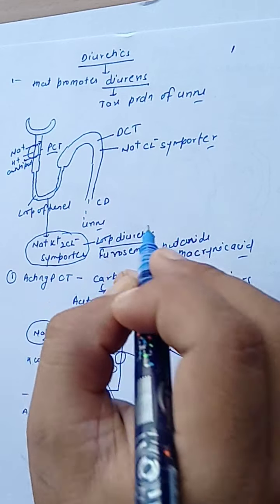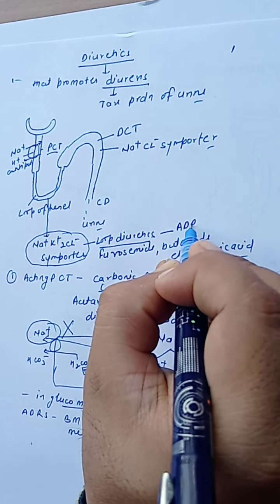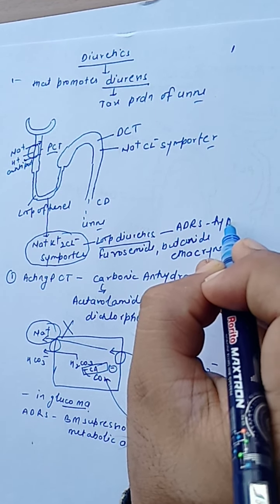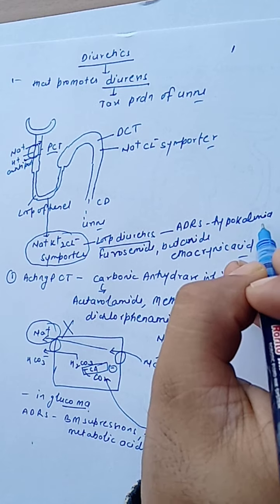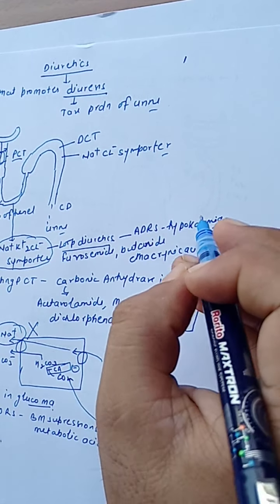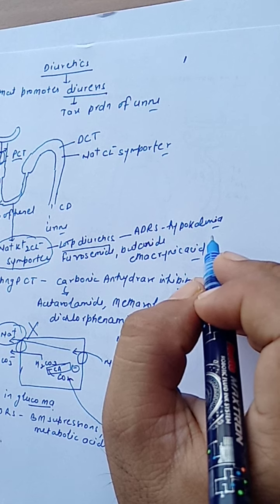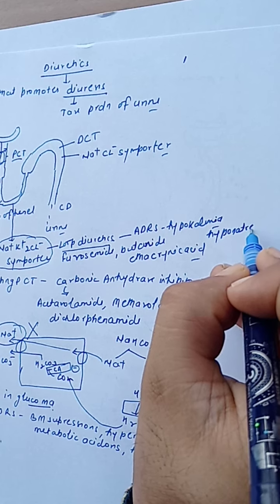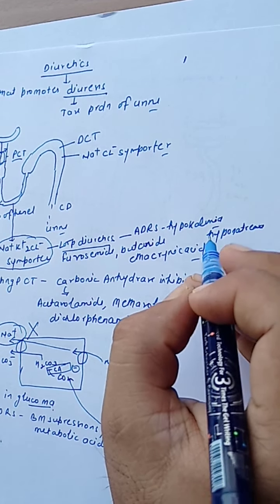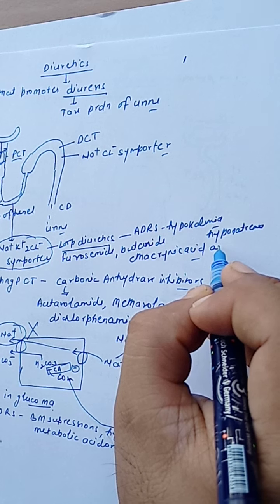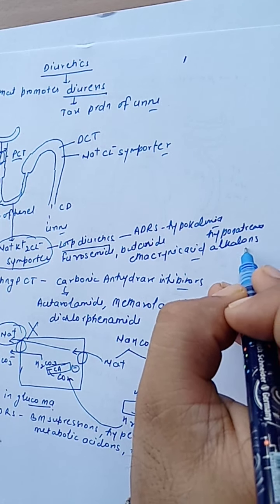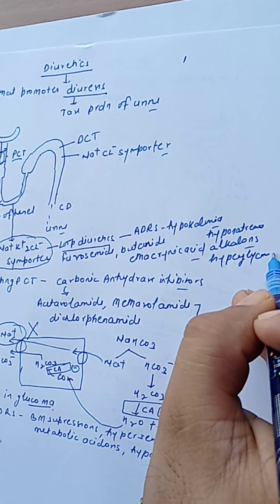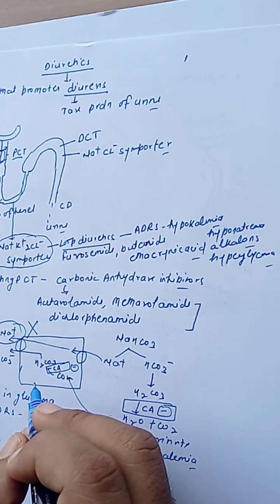The ADRs of these loop diuretics are hypokalemia, hypomagnesemia, hyponatremia, which is the loss of sodium also, alkalosis, hyperglycemia, and hyperuricemia. So these are the various ADRs associated with loop diuretics.